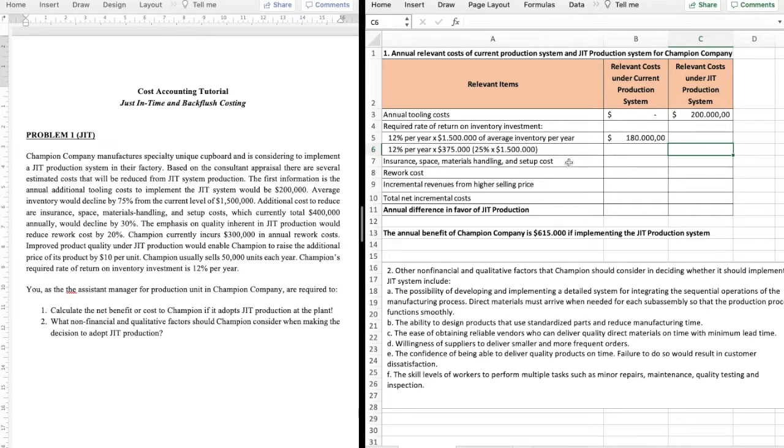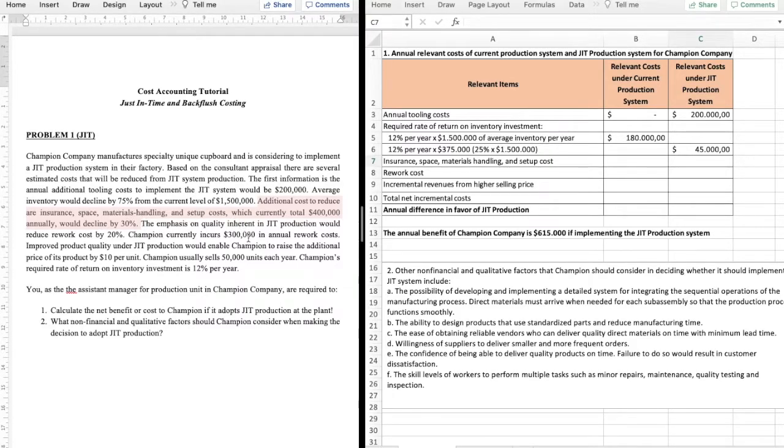And for the JIT production system, since it would be declined by 75%, the value is only 25% of the current value. That is why we multiply the 12%, the required rate of return, with 25% of the 1.5 million. So we have 12% multiplied with the 375,000. And we have 45,000.